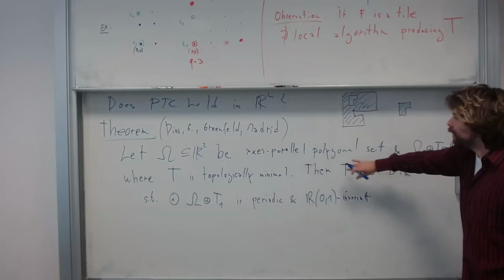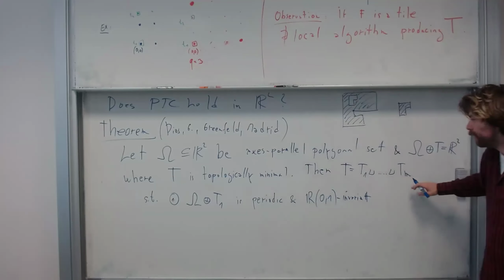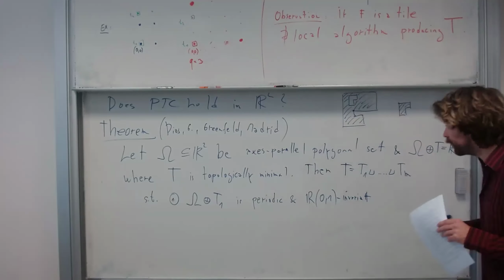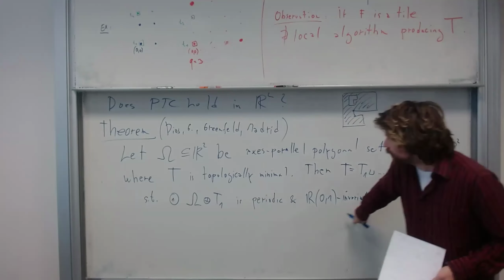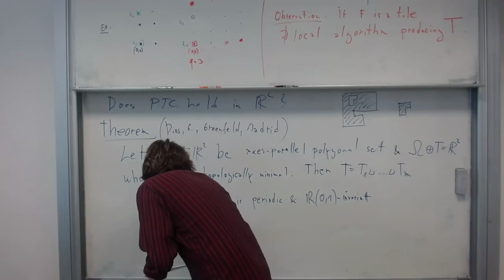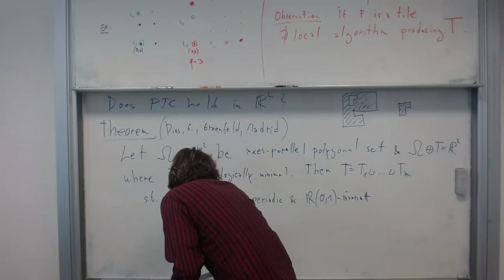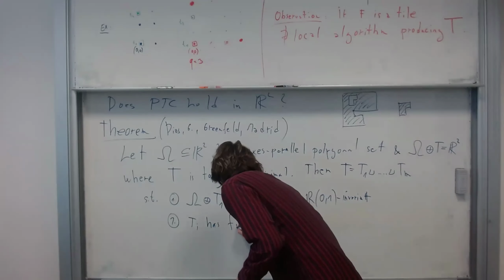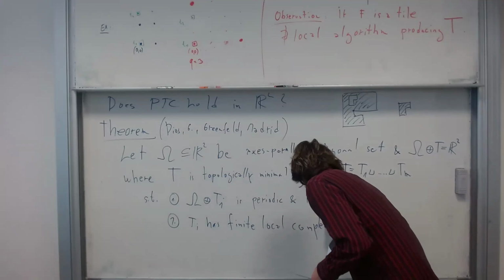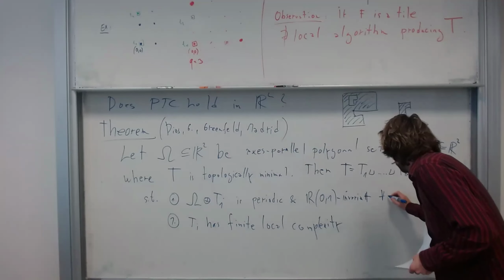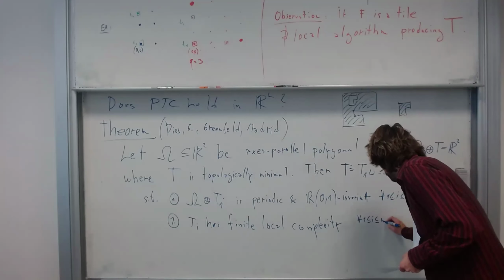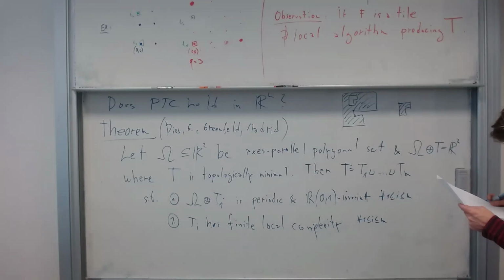So basically, we have this topologically minimal tiling, and we can split it into finitely many pieces that will behave basically like a discrete set. These pieces that we split it into will be periodic and invariant in one of the directions. Each T_i has finite local complexity. So this is for every i up to m.